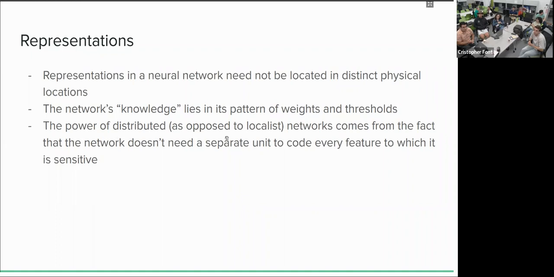But that comes with an advantage because we don't need a separate unit to code for every feature which we're trying to find, right? We kind of have each neuron doing its own thing, and we can determine the accuracy based on how it does compared to a testing data set. Does that make sense?